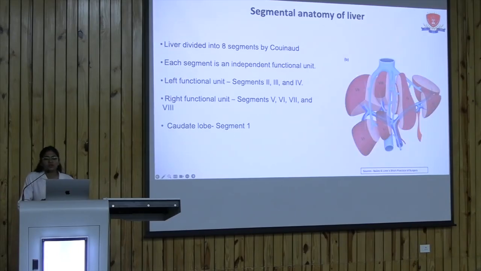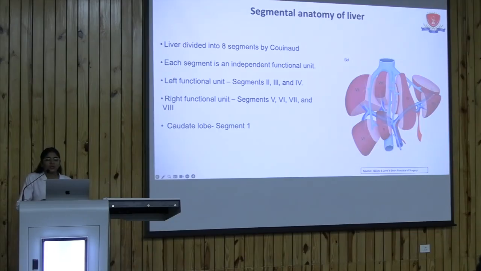There is one more division of liver according to Couinaud's classification. Liver is divided into 8 segments. Each segment is an independent functional unit as each contains its own branch of hepatic artery, portal vein, and bile ductule. The left functional unit comprises of segments 2, 3, 4A and 4B, and the right functional unit comprises of segments 5, 6, 7 and 8.